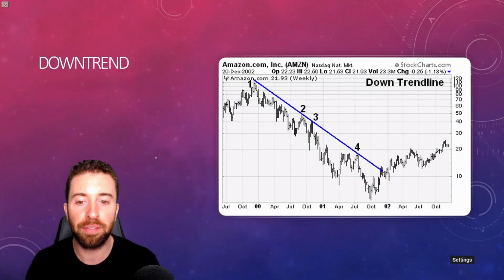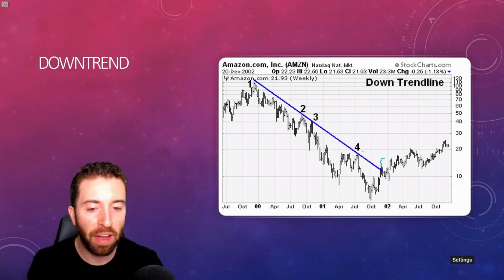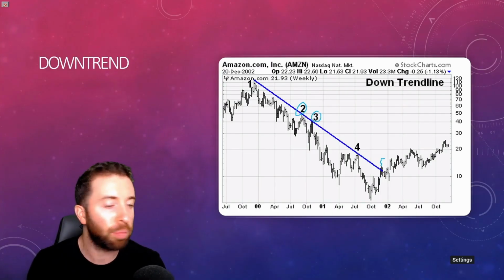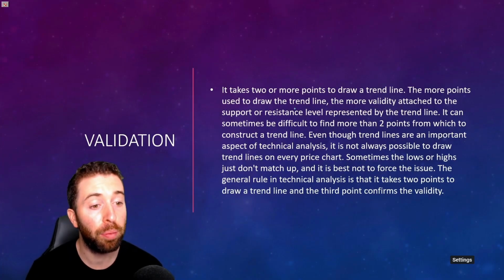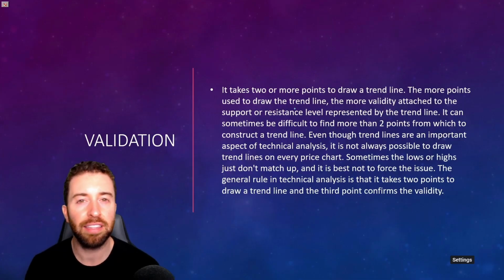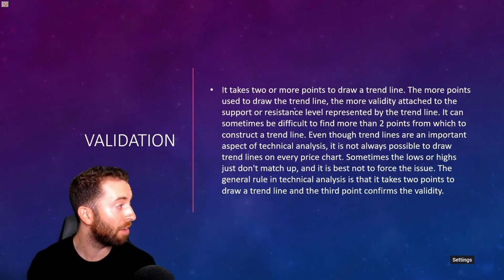So here's an example of a downtrend. You could see we don't want to get in at 0.4 or we don't want to get in at 0.5. We want to try to get in at 0.2 or 0.3. The earlier, the better. It takes 2 or more points to draw a trend line, but usually, again, the textbook is always going to say that we want 3 points. 3 points before we have a validation.